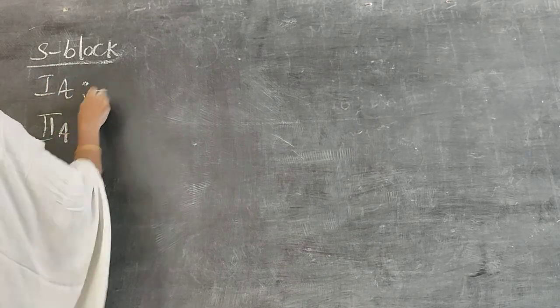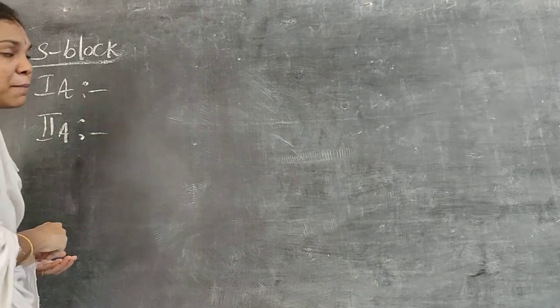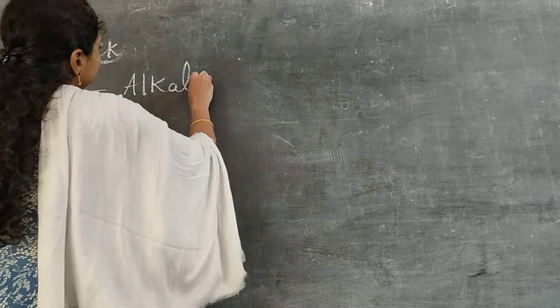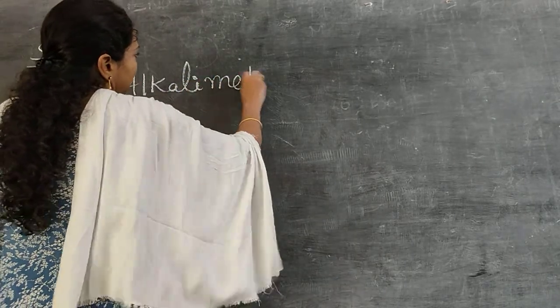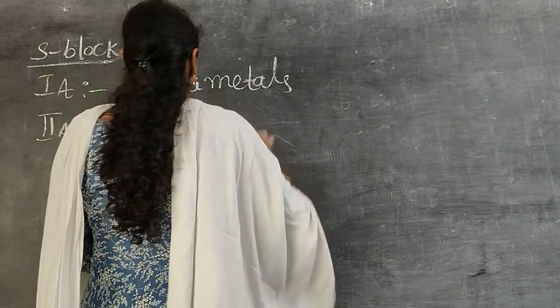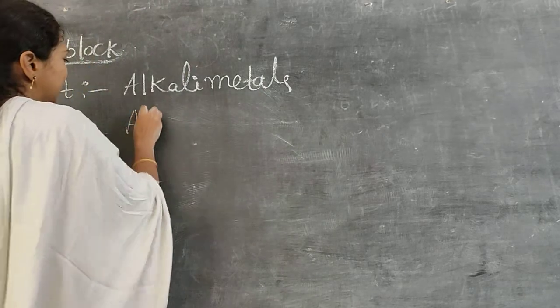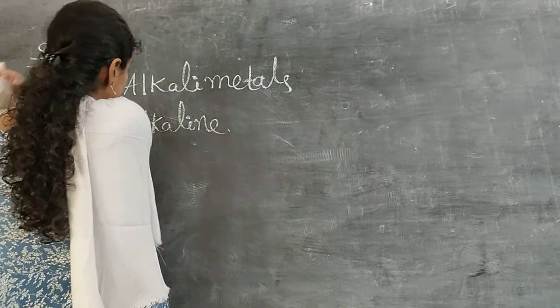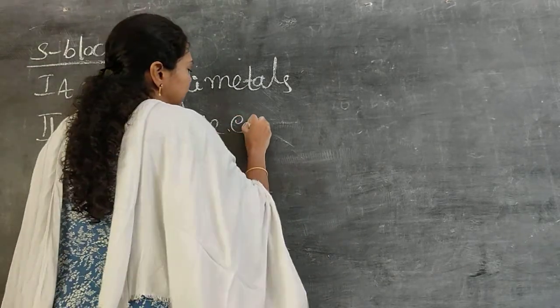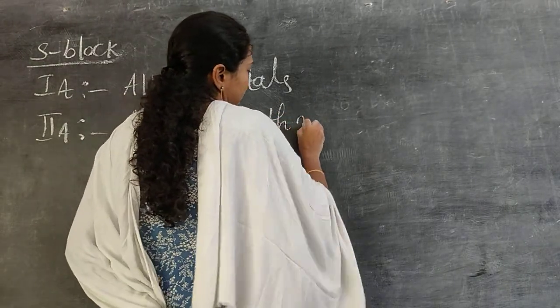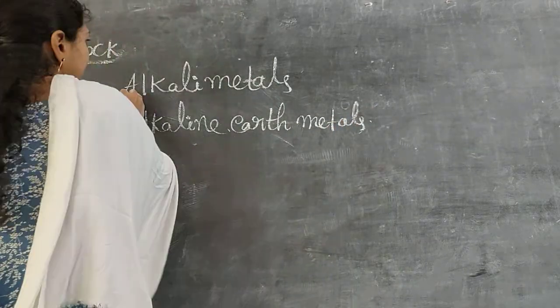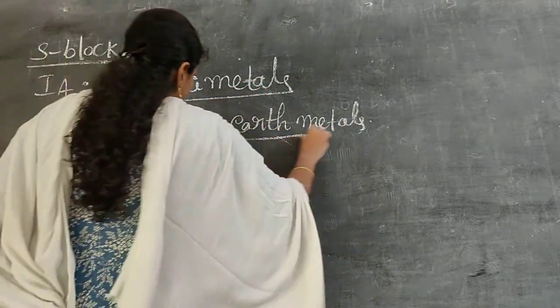1A elements are all metals only, but again there are names given. 1A is known as alkali metals. 2A is known as alkaline earth metals. 2A means second A. You write these down, they are very important in higher classes also: alkali metals, alkaline earth metals.